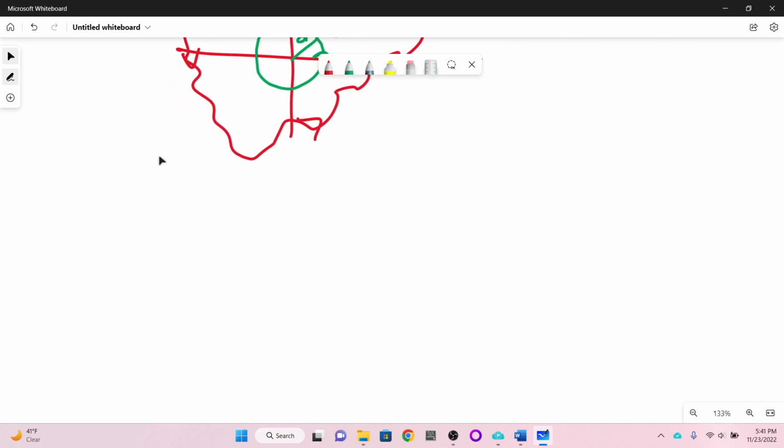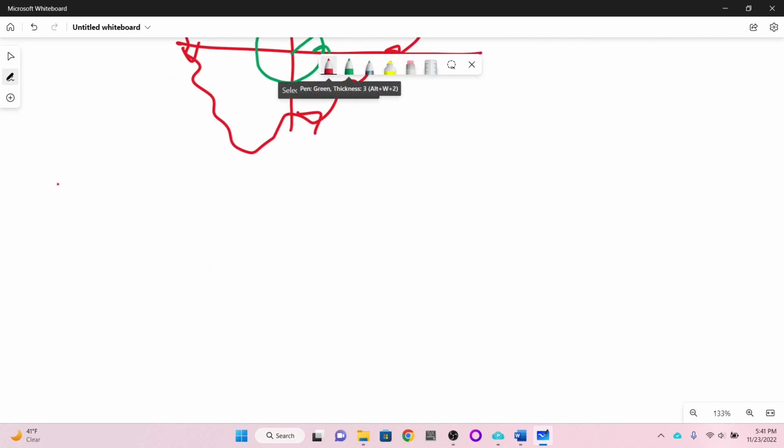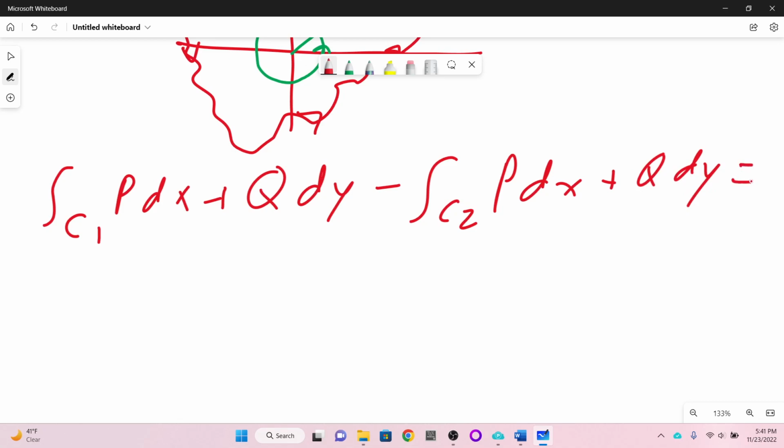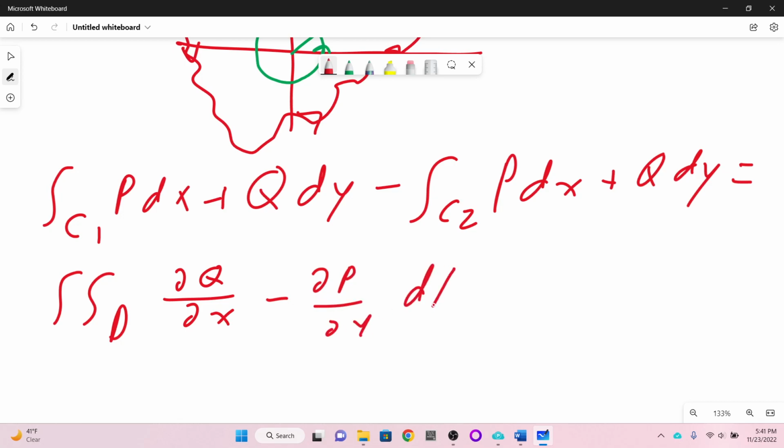All right, so how do we do this? Well, our formula says we can do the integral along C1 of P dx plus Q dy minus the integral along C2 of P dx plus Q dy. And that will equal the double integral across D of ∂Q/∂x minus ∂P/∂y dA.